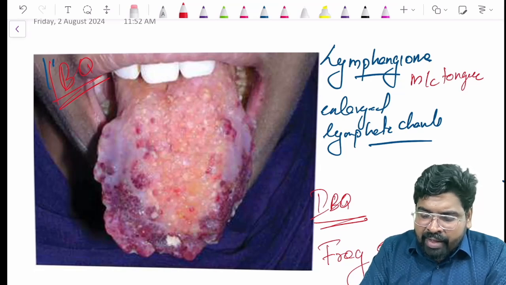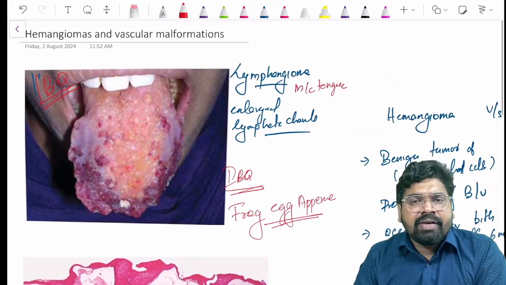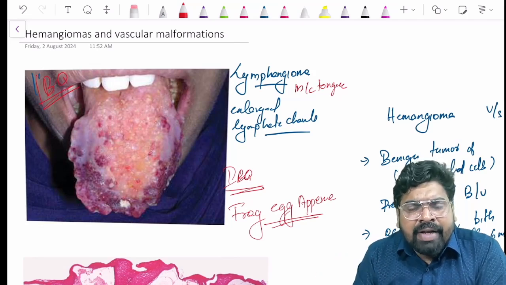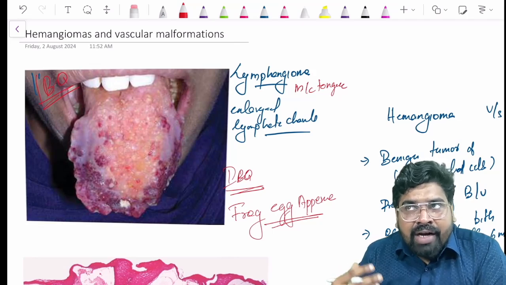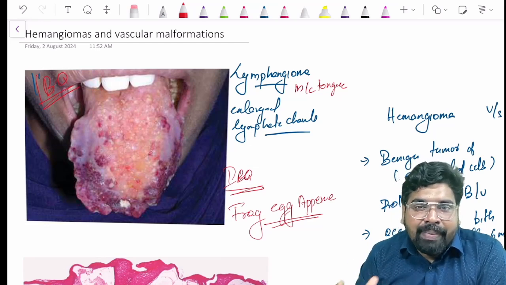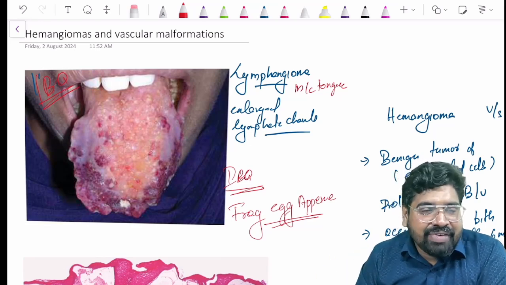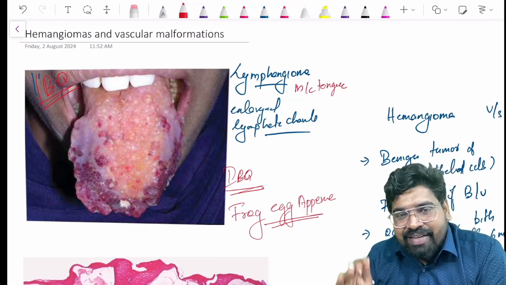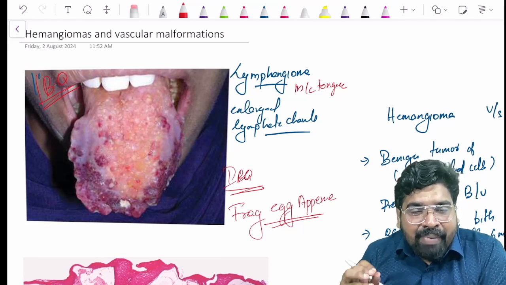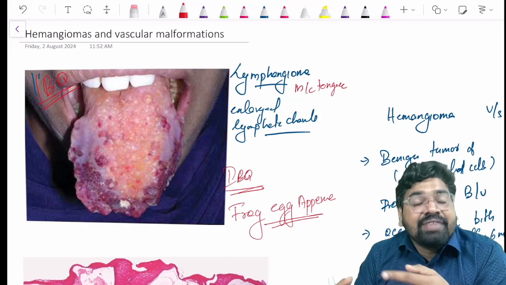Frog egg appearance. If you remember our chapter when we discussed congenital abnormalities or developmental anomalies of the tongue, we discussed macroglossia. In macroglossia, we said lymphangiomas cause the pebbly enlargement of the tongue. If you are not remembering, please revise our video on congenital abnormalities and see what we discussed there. Revision is the key.